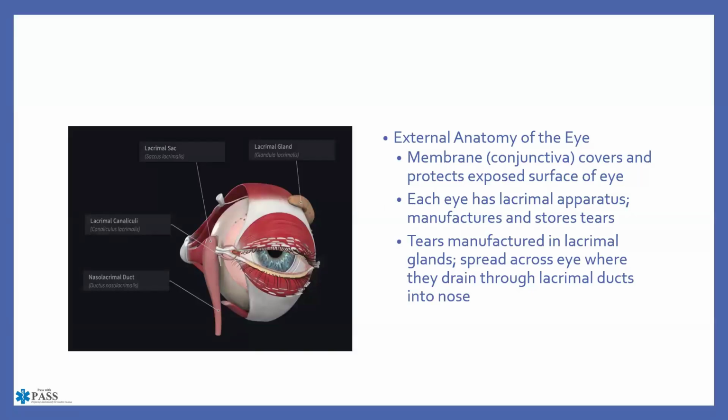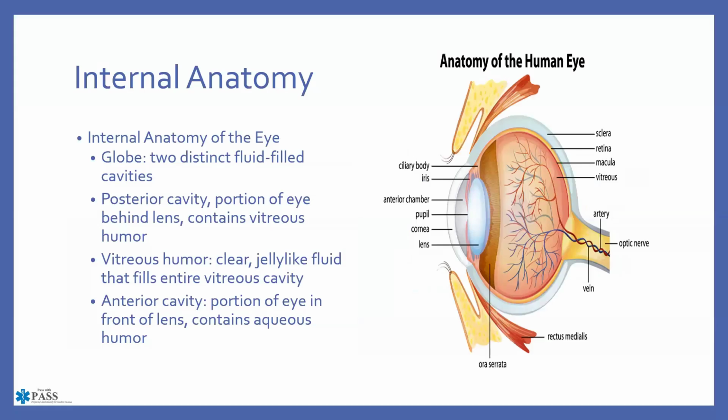The external anatomy of the eye here: the membrane, the conjunctiva, is the layer that covers and protects the exposed surface of the eye, and we're going to look at this more in depth when we talk about conjunctivitis. Each of the eyes has the lacrimal apparatus that we've already talked about, and that's what manufactures and stores tears. Those are manufactured in the lacrimal glands, and they spread across the eye where they drain through the lacrimal ducts and into the nose, as we've already talked about. So pretty interesting how that actually works.